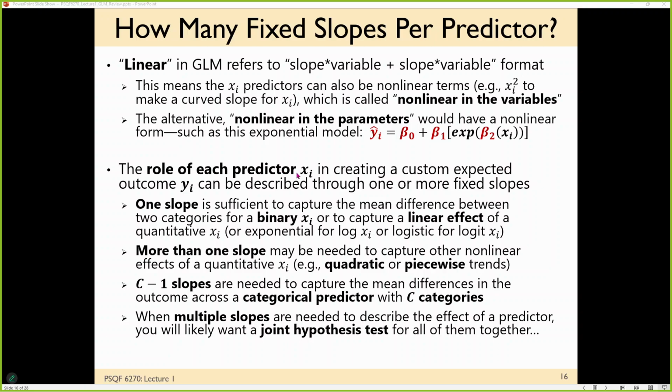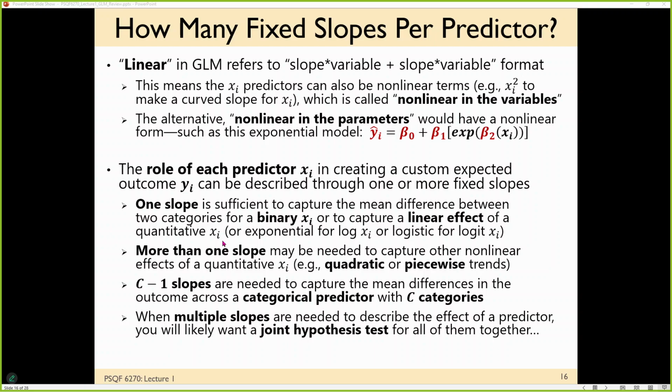So the role of each predictor in creating a custom expected outcome can be described using 1 or more slopes. So if you are interested in a linear effect of a quantitative predictor, that's just 1 slope. If you have a binary predictor, that's just 1 slope, because there's only 1 difference between 0 and 1.